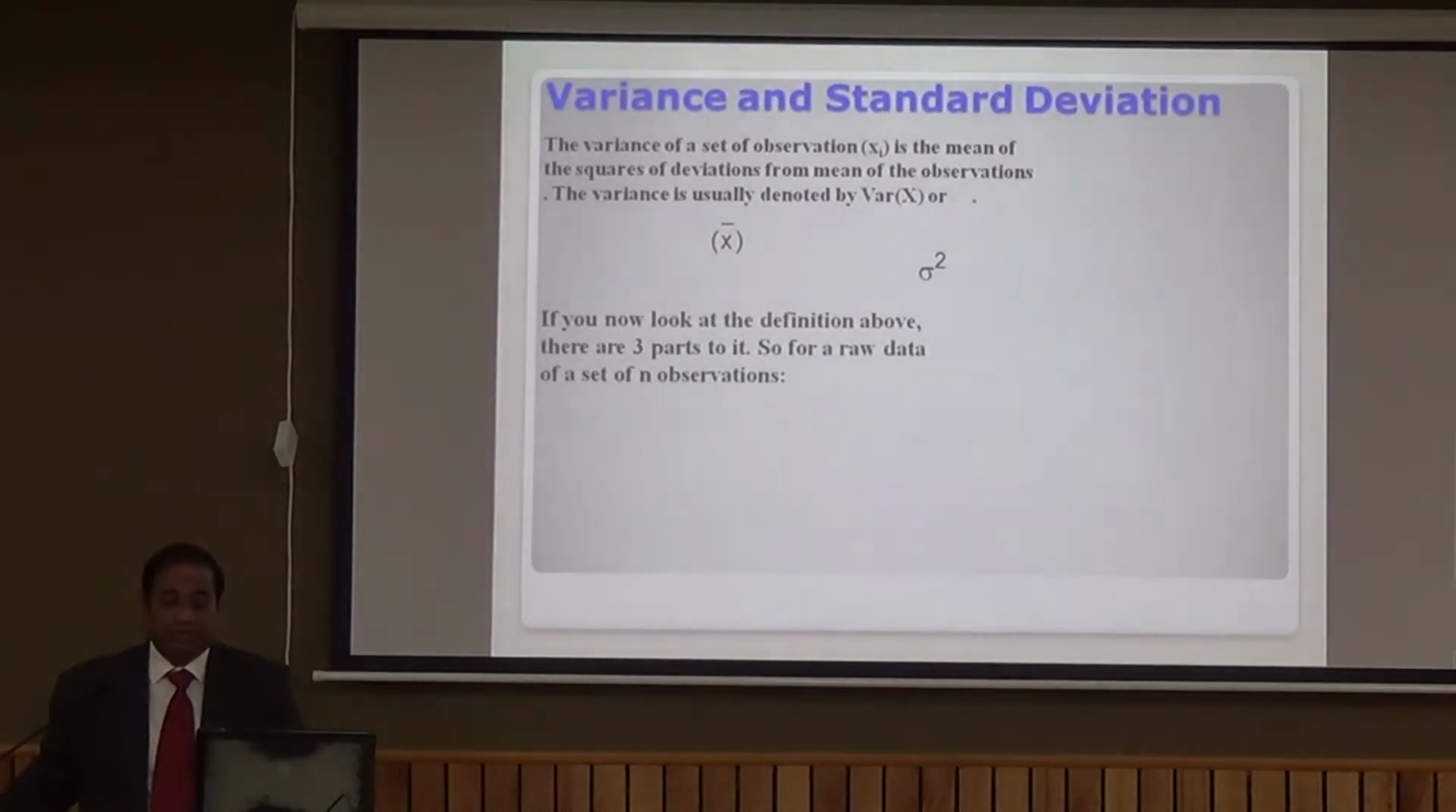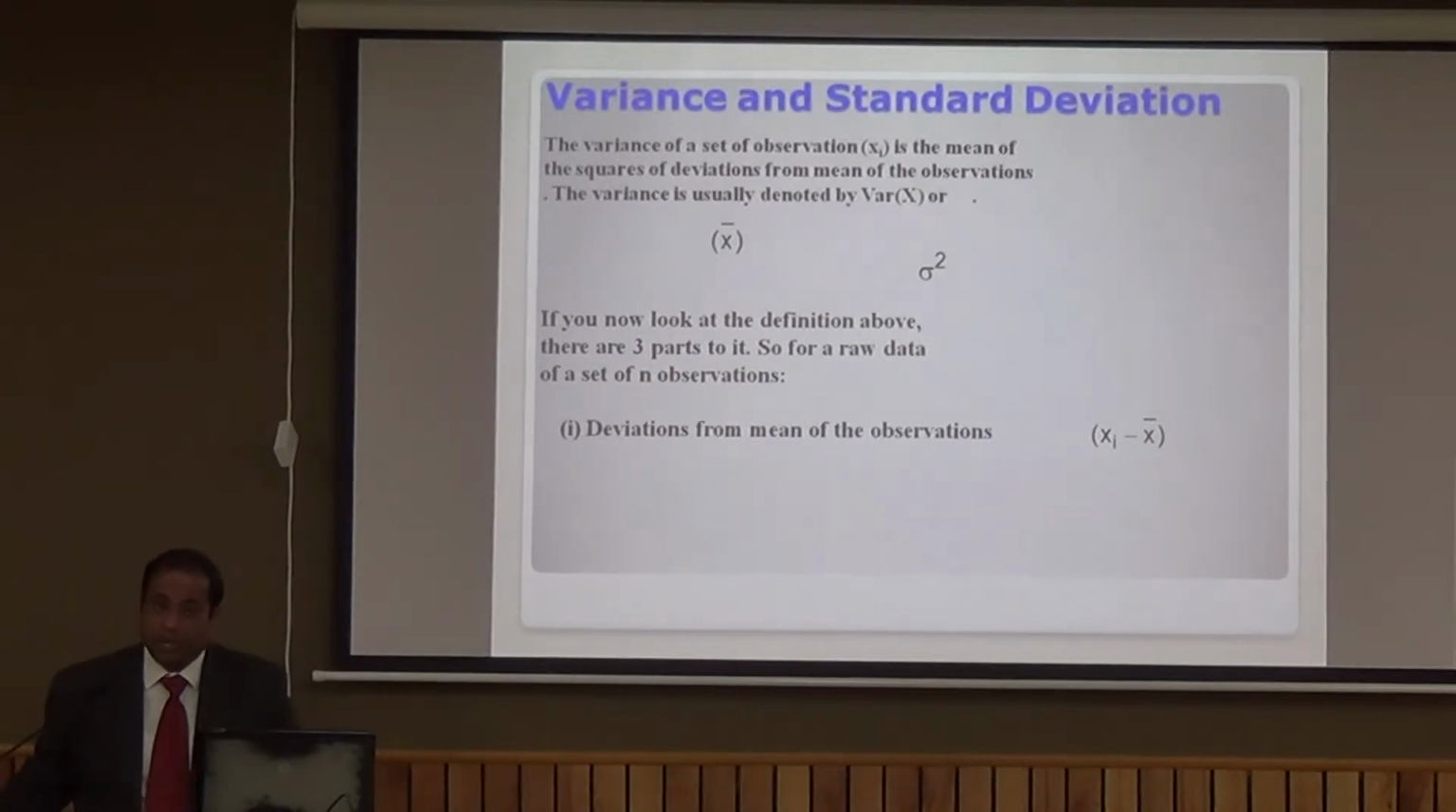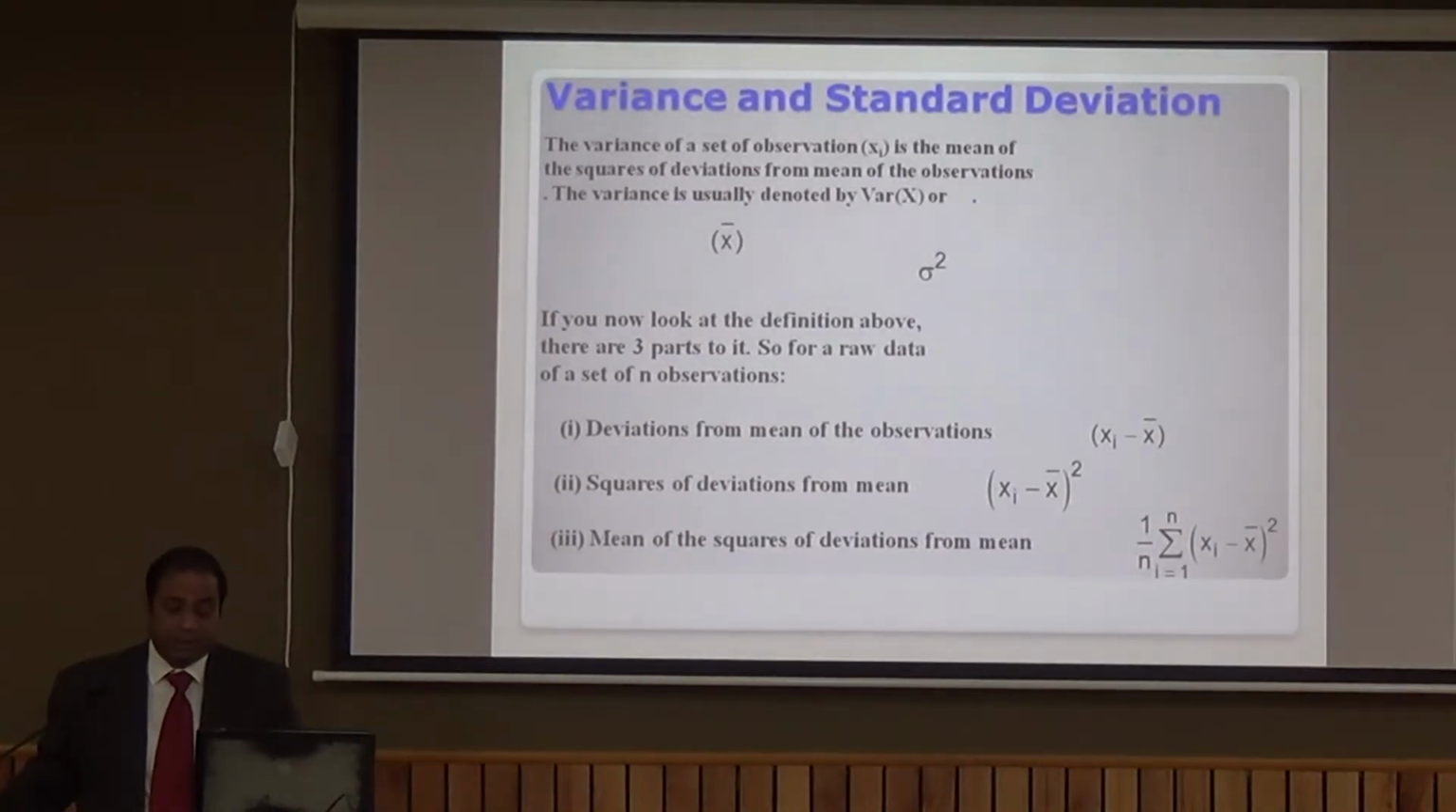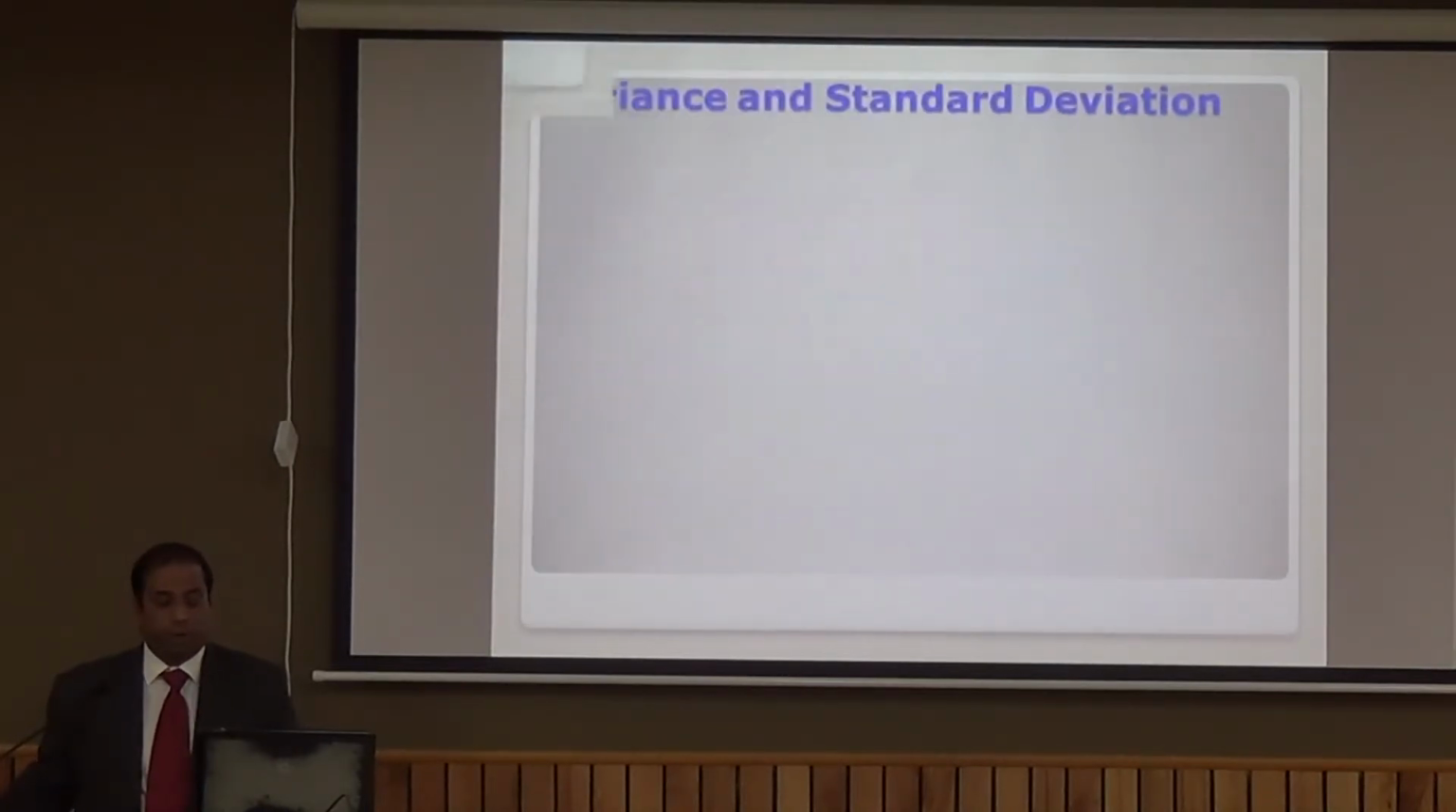If you look at the definition above, there are three parts to it. For raw data or a set of n observations, first, the deviations from the mean of the observations, which is represented by xi minus x bar. The second part is the squares of the deviations, that is (xi minus x bar) whole square. And the third, the mean of the squares of the deviations from the mean, which is given by the formula summation of (xi minus x bar) whole square divided by the number of observations.